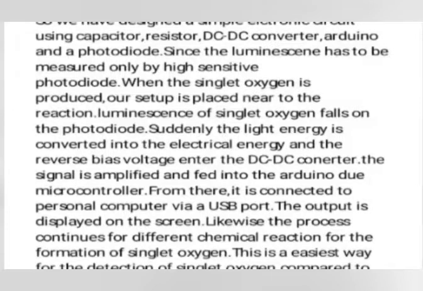The output gets recorded for different chemical reactions. First, when TTP is mixed with carbon tetrachloride, singlet oxygen is formed and luminescence gets detected. Then the signal is amplified and sent to the Arduino board. From there the signal is fetched to the PC using the USB port and the output gets displayed on the PC. Likewise, three to four chemical reactions were conducted and the output varied significantly for different chemical reactions. The setup is easy to understand and comparatively portable. Compared to the existing method, it is also efficient.